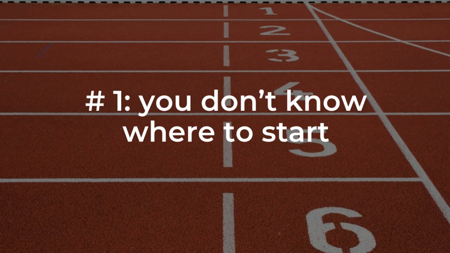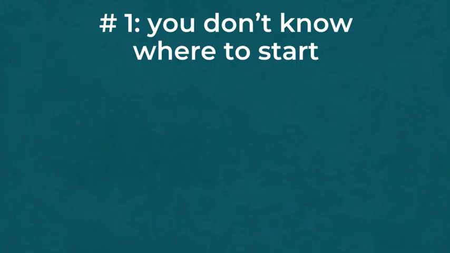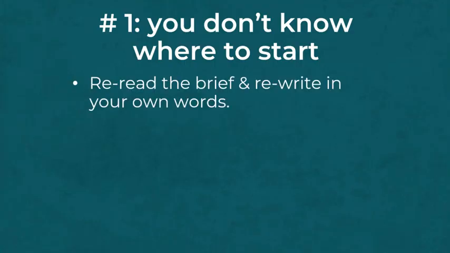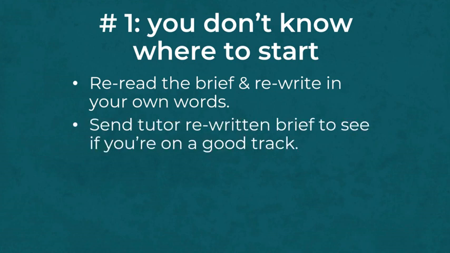So number 1, you don't know where to start. One of the best things you can do for this is just rereading the brief, even if you've read it 2 times, 3 times, 4 times, 10 times, whatever, and rewrite it in your own words. Once you've rewritten your architecture brief, send your tutor your new rewritten brief, also known as a designer's brief, to see if you're on good track, and they can say, yeah, your interpretation is pretty correct, or, I'm not too sure about this, let me get back to you.